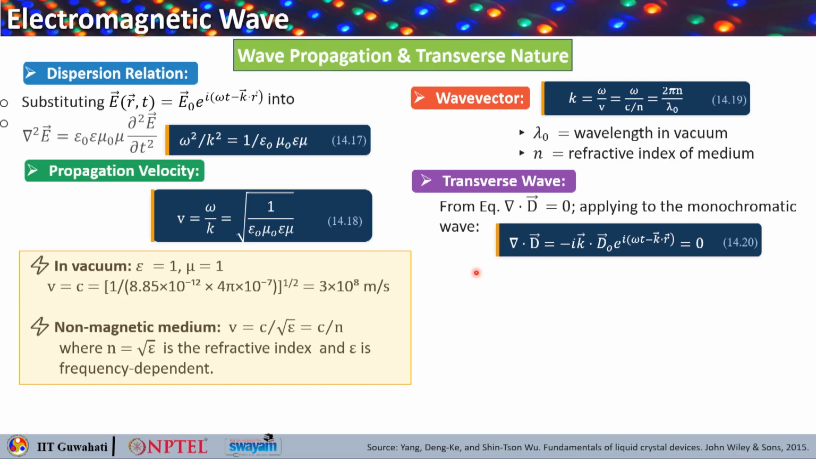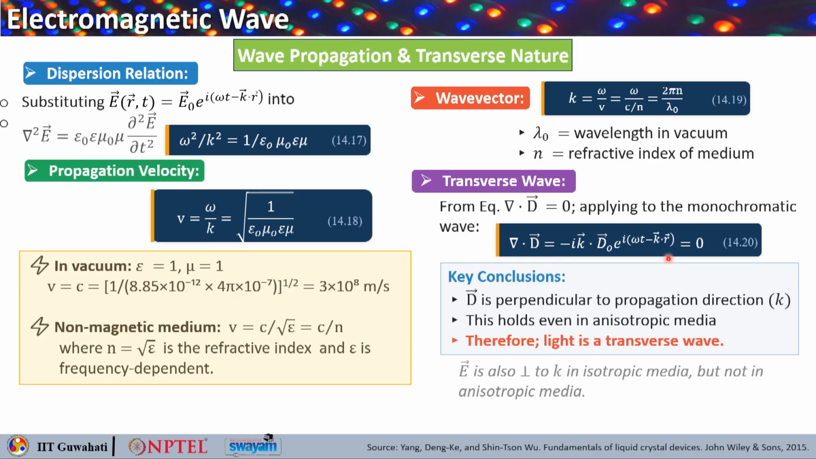Now when you have a transverse wave, you can see from the equation del dot D equals 0, if you apply this to the electromagnetic wave equation, you get del dot D equals minus i k dot D naught e to the power i omega t minus k dot r equals 0. So, what is the key conclusion in this case? D is perpendicular to the propagation direction k. This holds even in the case of anisotropic media.